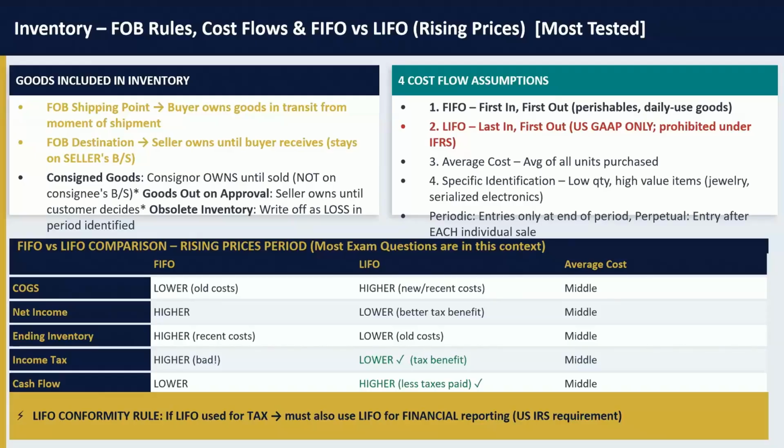If you are using LIFO for financial reporting purposes, you should use LIFO for tax purposes also. If LIFO is used for tax, it must also be used for financial reporting. That is what is required by the US IRS. Again, guys, in the US there is a distinction between financial income and taxable income. For financial income, you will be following US GAAP rules. For taxable income, you will be following the rules of the IRS, Internal Revenue Service.